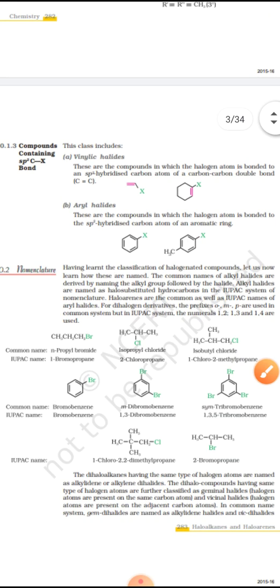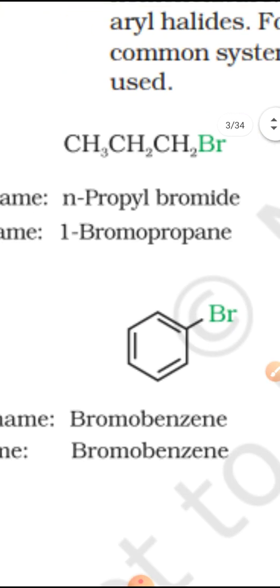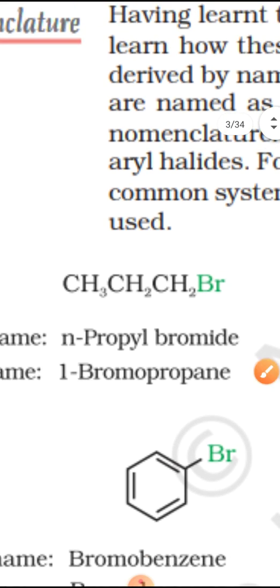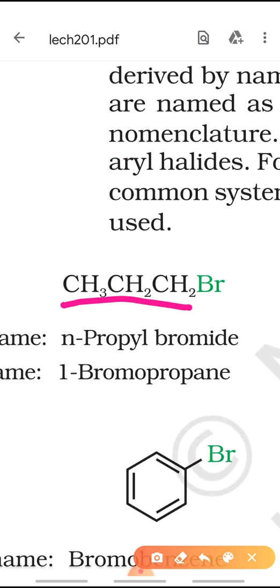Now, nomenclature you already know. The first example I'm taking is a chain of 3 carbon atoms, and to that one halogen is attached. While writing the IUPAC name, you have to remember: start the numbering from that side from which the carbon containing halogen gets the least possible number. So this will be carbon number 1, carbon number 2 and carbon number 3.